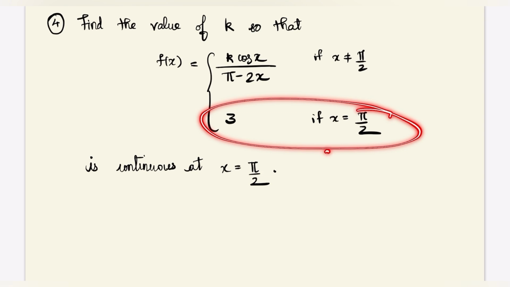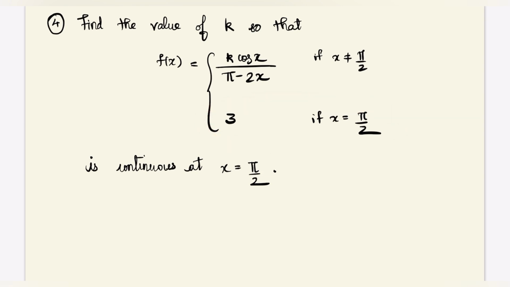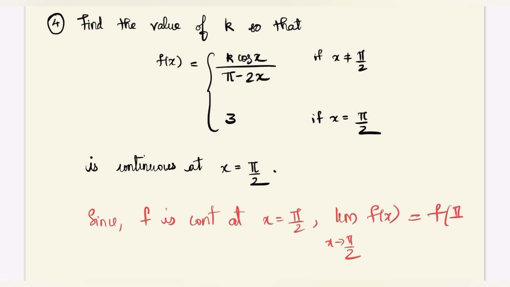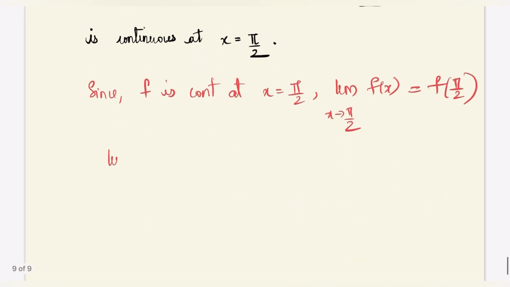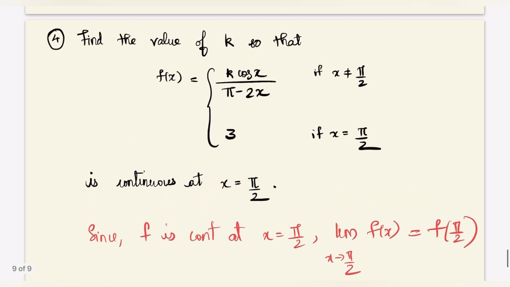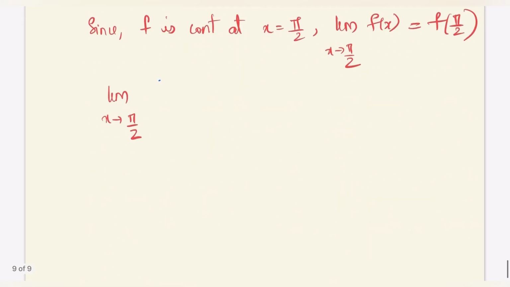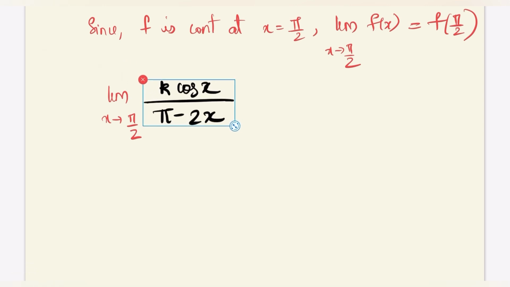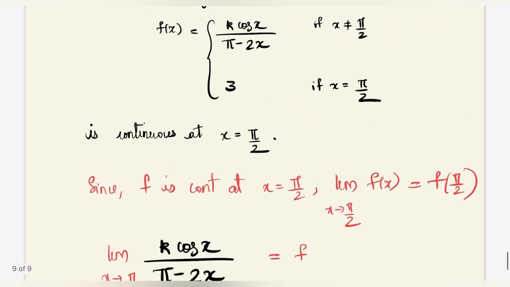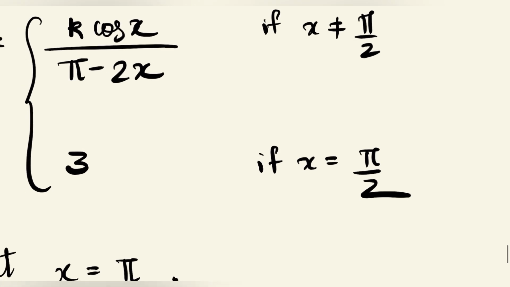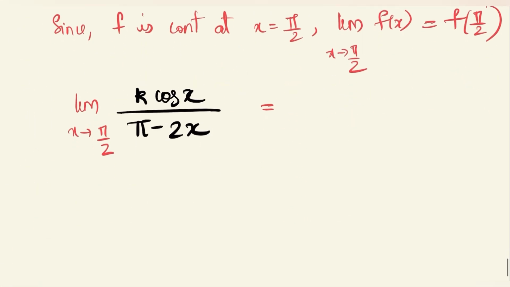So you just have to find out the value of k so that the function is continuous, which means that the function is given to be continuous. So all you need to say is that since f is continuous at x equal to pi by 2, the limit of f(x) as x tends to pi by 2 is equal to the value of the function at pi by 2. The limit as x tends to pi by 2 of the function given here is k cos x upon pi minus 2x. So I'm going to plug it in place of f(x) over there, and the right side is f of pi by 2. As you can see that the value of the function at pi by 2 is 3. So I plug in 3 over there.